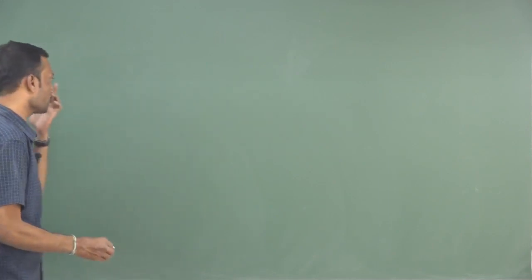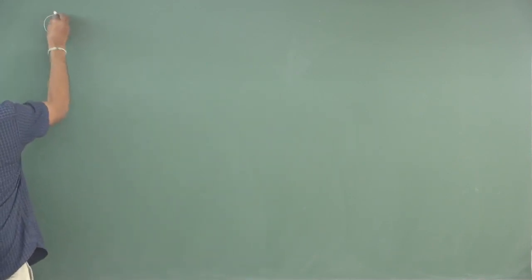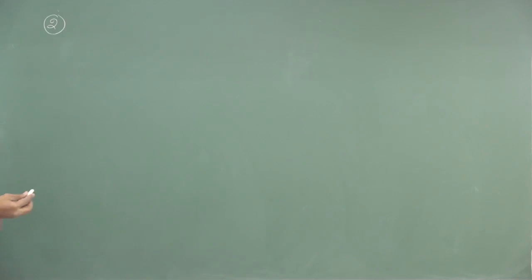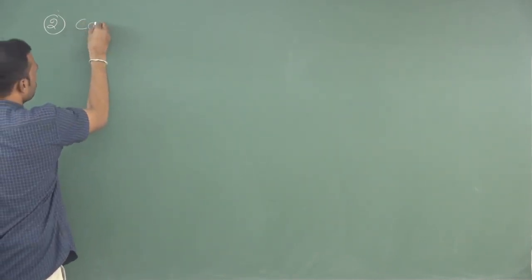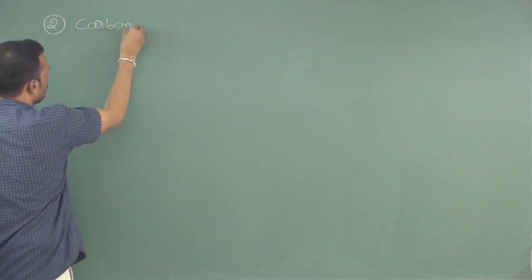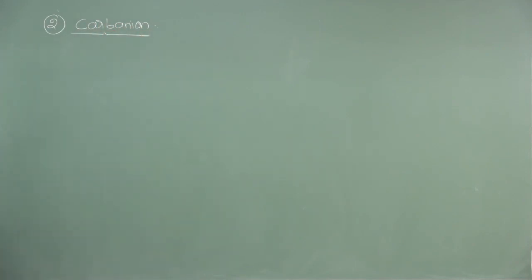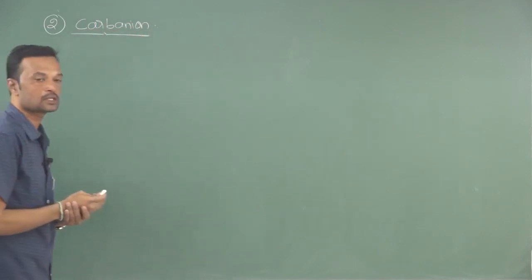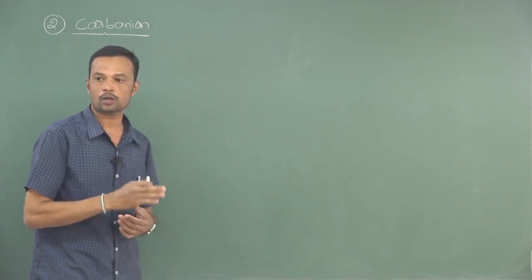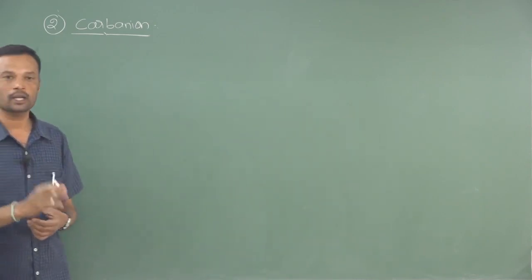Okay. Now the second reactive intermediate is carbanion. First is carbocation, that is over. Next, in total how many reactive intermediates are there? 6 intermediates: carbocation, carbanion, free radical, carbene, nitrene, and one more is benzyne.